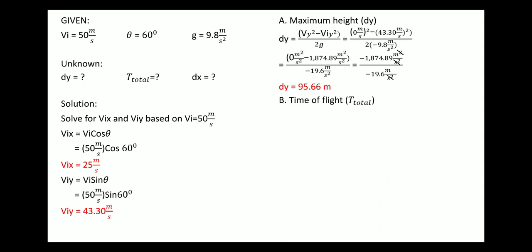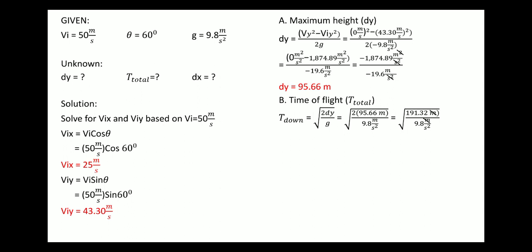Now, let's solve for the time of flight, or the t total. From here, we can use the formula for t down. Why t down? Because in t down, the gravity is positive, and we know that we cannot get the square root of a negative number. If we use the t up formula, it is just the same as t down. The formula for t down is the square root of 2dy over g. So dy, which we computed earlier, is 95.66 times 2 over 9.8 meters per second squared. So 2 times 95.66 is 191.32 over 9.8 meters per second squared.